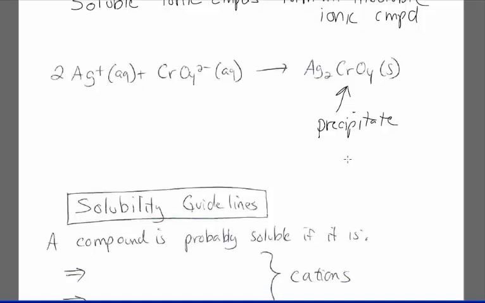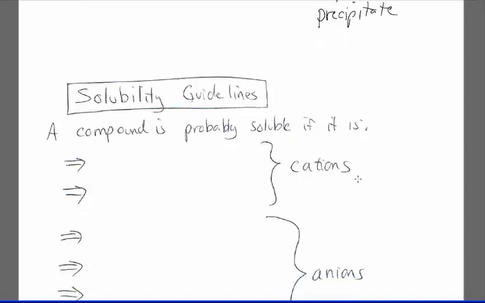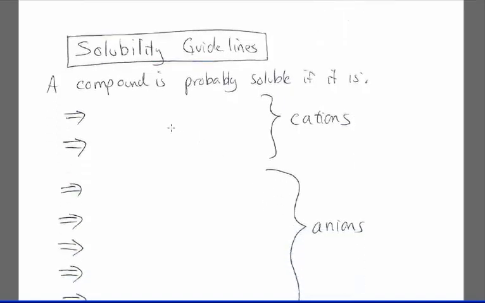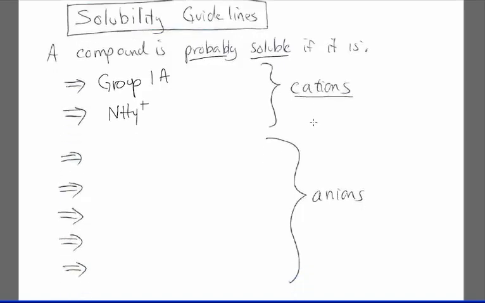Okay, so the way that you tell if something's going to be a precipitate or not is by using some solubility guidelines. So I'm going to give you a few solubility guidelines so you can tell if something is going to form a precipitate or not. And these are not perfect rules, but they tell you when something is probably soluble. Okay, so if something has an ion in group 1A, like sodium, potassium, lithium, then it's probably soluble. And if it contains ammonium cation, then it's probably soluble. So those are the cations that are usually soluble.